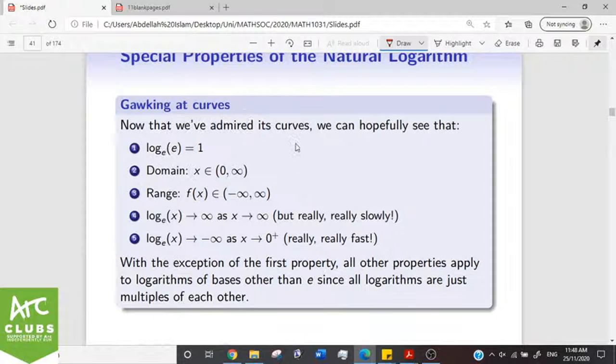So of course, log e of e is 1 because e to the power of 1 equals e, right? And as I said, you can't have negative numbers, and you can't have zero either. So the domain is this. The range is just everything. And it goes towards infinity really slow, one of the slowest functions to do so. And it goes to minus infinity as you go to 0, and it goes to minus infinity really quickly.